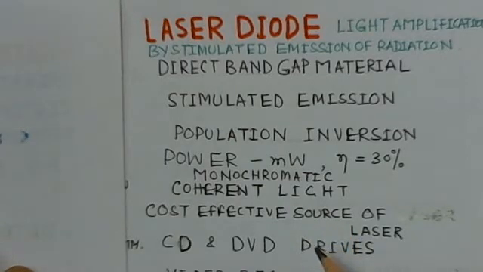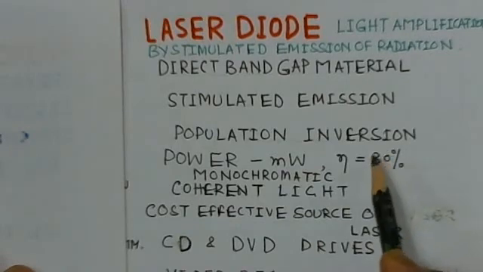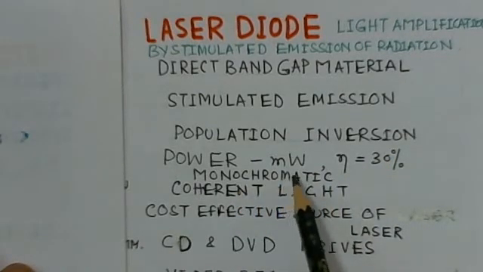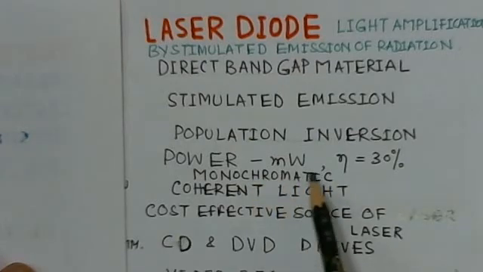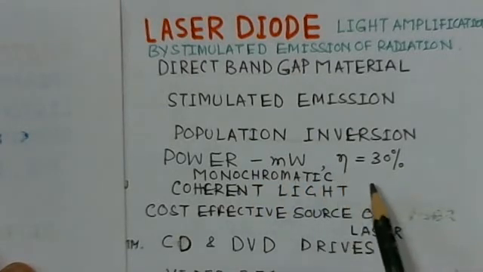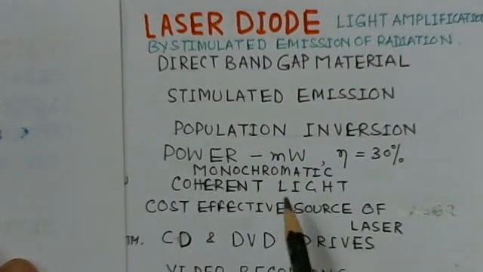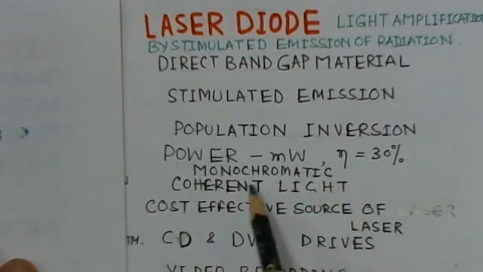Normally the lower energy level has more electrons, more carriers, as compared to the high energy level, so the population inversion has to take place. Power for these diodes is typically about a few tens of milliwatts. Efficiency for these diodes is about 30%. The sources are monochromatic in nature.